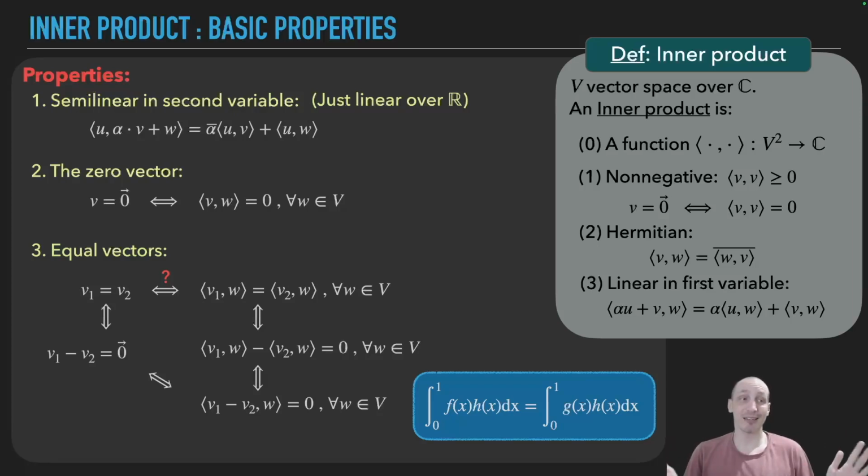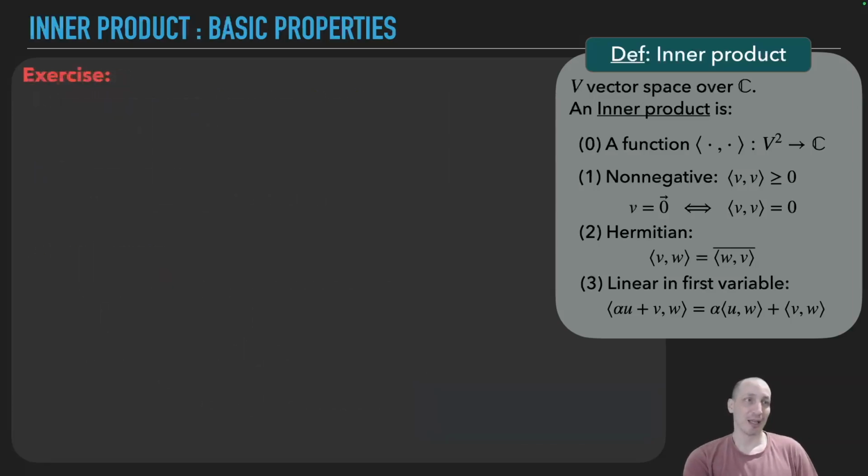So this is exactly what this equal vectors property and this zero vector property say. Okay, so these are very simple yet very important properties. I want to move now to an exercise.